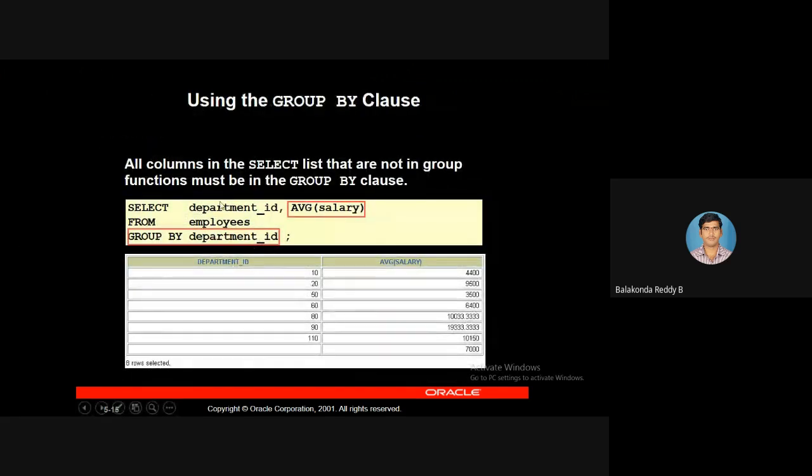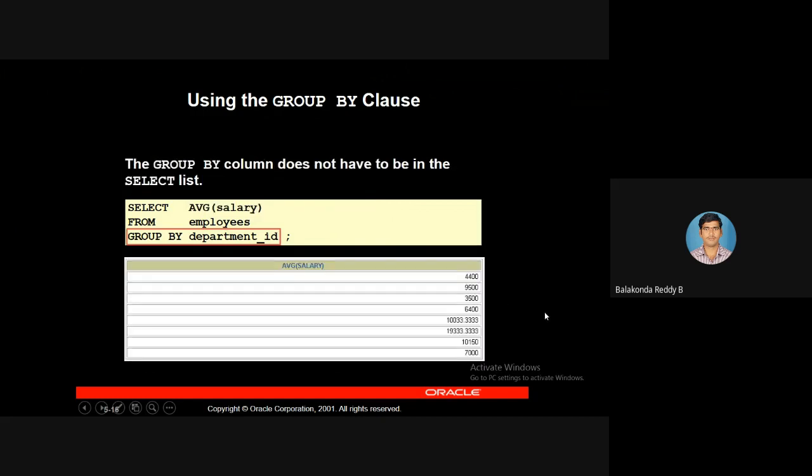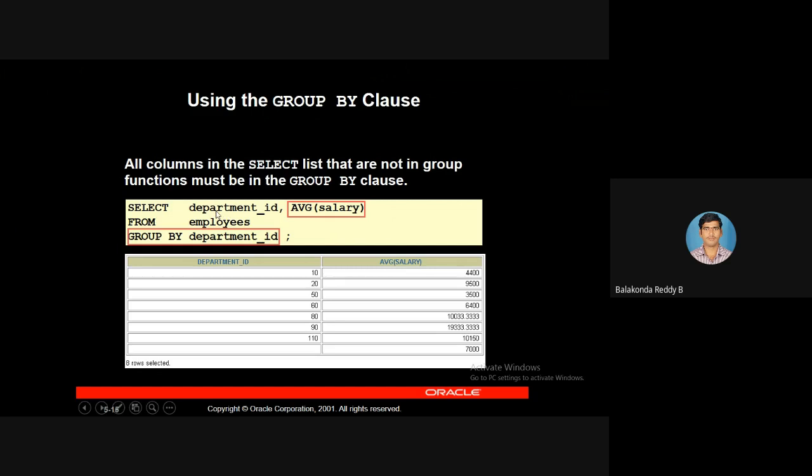See here, department ID comma average salary. Then it's very clear. If you are not mentioning the department ID, the output is like this. It gives the output, but we cannot identify which value belongs to which. So that's why we added department ID and group by department.